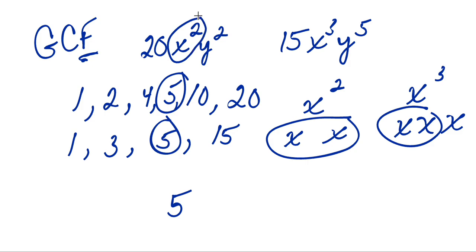So when we're looking at greatest common factor, I'm going to take the power that's less. If I compare y squared and y to the fifth, 2 is less than 5, so that has to be the greatest common factor of the y base here. So for 20x squared y squared and 15x cubed y to the fifth, the greatest common factor would be 5x squared y squared.